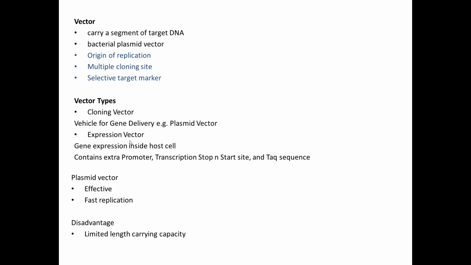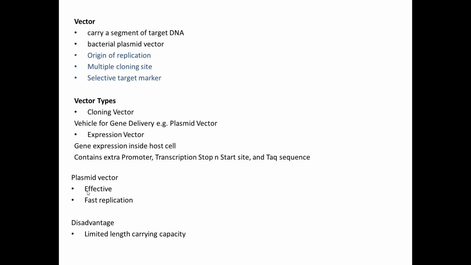And this vector, along with the origin of replication, multiple cloning site, and a selective marker, requires the promoter, transcription stop and start site, and the tag sequence also. And the cloning vector is, for example, the plasmid vector. These are effective in nature, and the replication is very fast in the plasmid vector. We can get a lot of plasmid vector in a short amount of time.